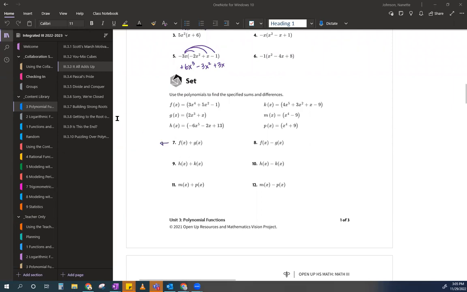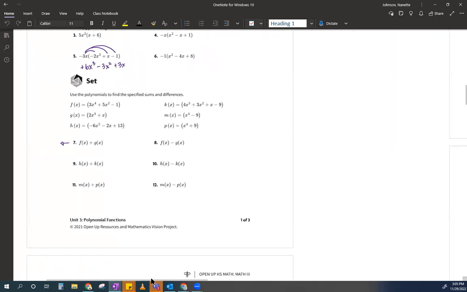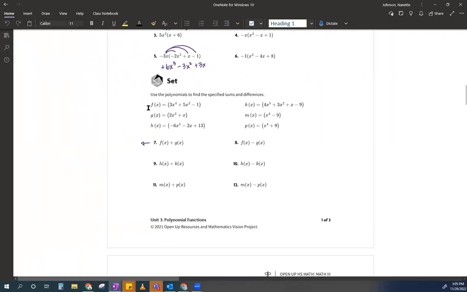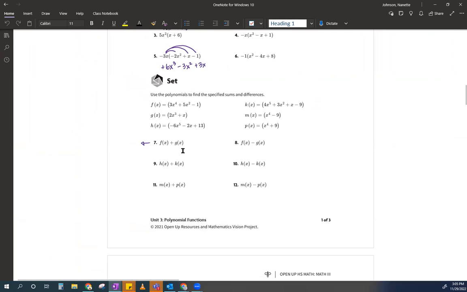Okay, so f of x plus g of x. Let me scoot this over so I have a little bit more room. I'm going to write f of x and line up g of x right underneath it, kind of like you would line up 241 plus 37. I'm going to go 3x to the fourth. I'm going to leave some space because they didn't give me an x cubed term. So I'm going to go plus 5x squared. And then I'm going to leave some space because they didn't give me an x term. And then I'm going to say minus 1.